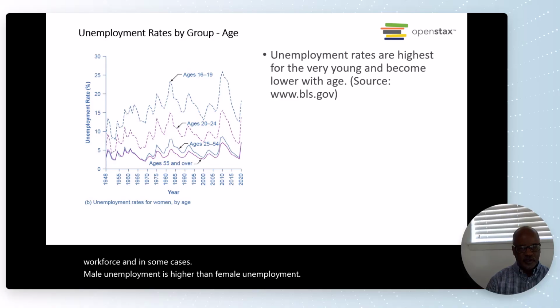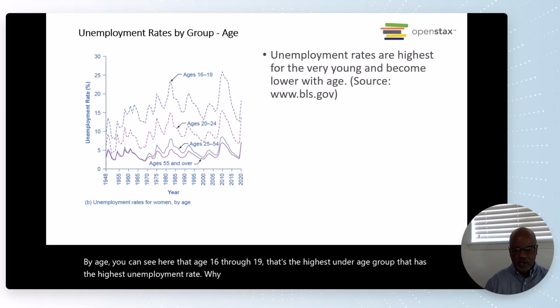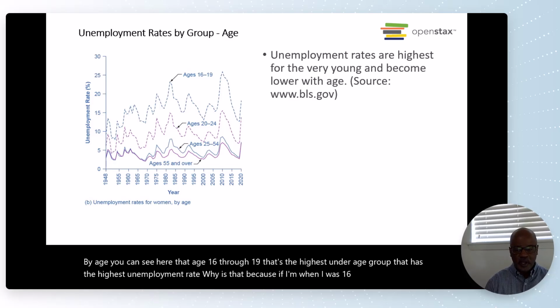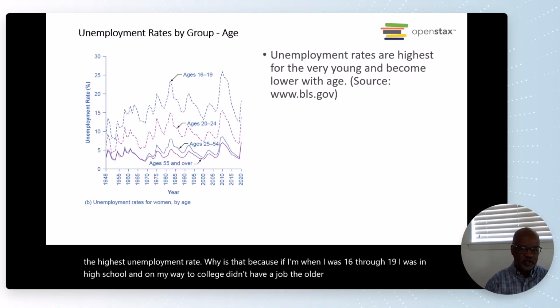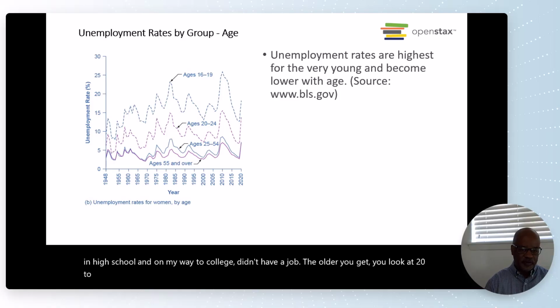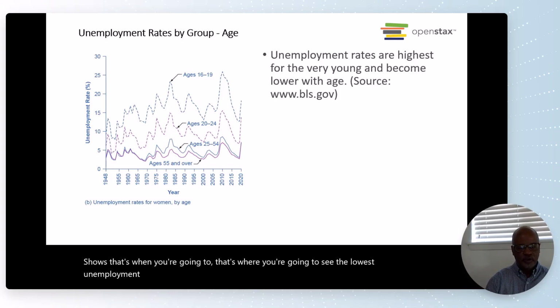By age, you can see here that age 16 through 19 is the age group that has the highest unemployment rate. Why is that? Because when I was 16 through 19, I was in high school and on my way to college, didn't have a job. The older you get, you look at 20 to 24, 25 to 54, that's your prime working age. That's where you're going to see the lowest unemployment here in the country in that age group.